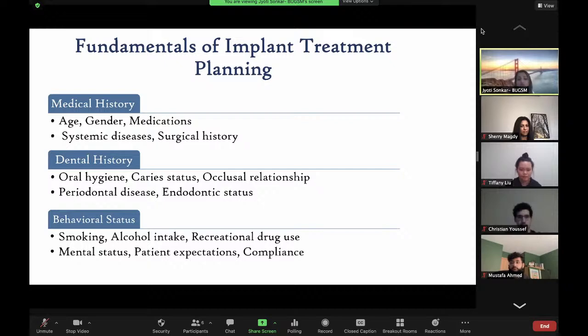And also, smoking, alcohol, recreational drug use, or patients who have really high expectations that command a Hollywood smile, but at the same time are not compliant. By compliance, I mean, if as a dentist I give you certain instructions to follow, the patient should be able to follow those instructions without any trouble. And then of course, the patient's mental status. If patients have any sort of limitations that might prove to be a hindrance when it comes to taking care of their oral hygiene, that could be challenging when you are planning a dental implant. So you want to keep all of these aspects in mind before you provide dental implants as an option to your patients. So remember that.